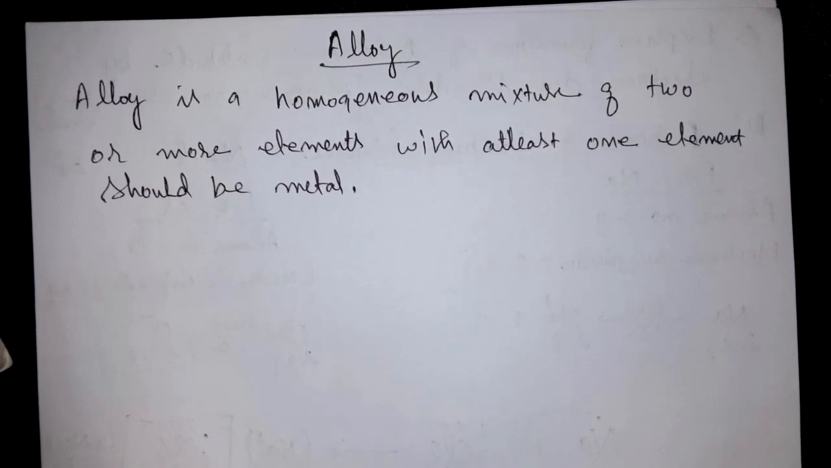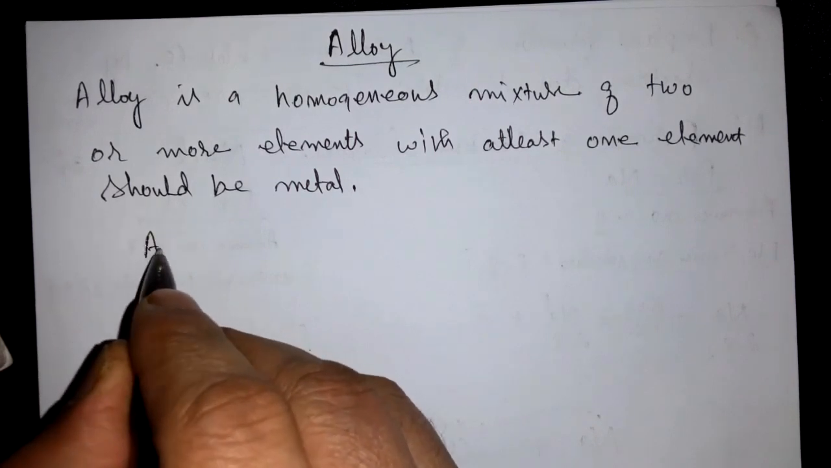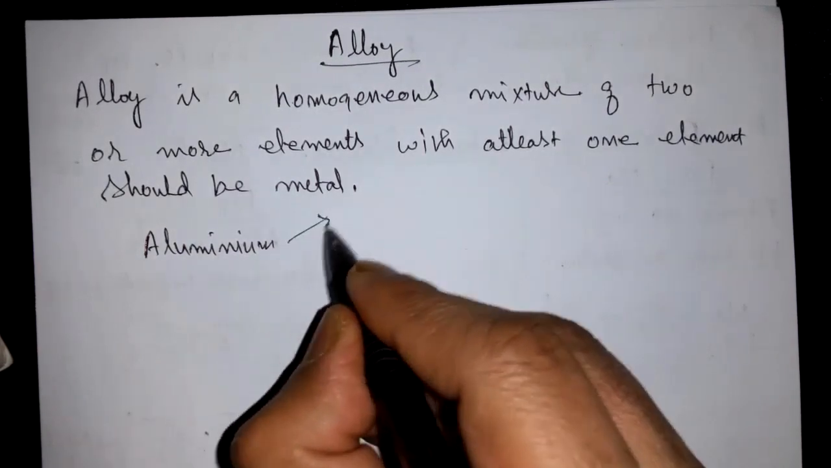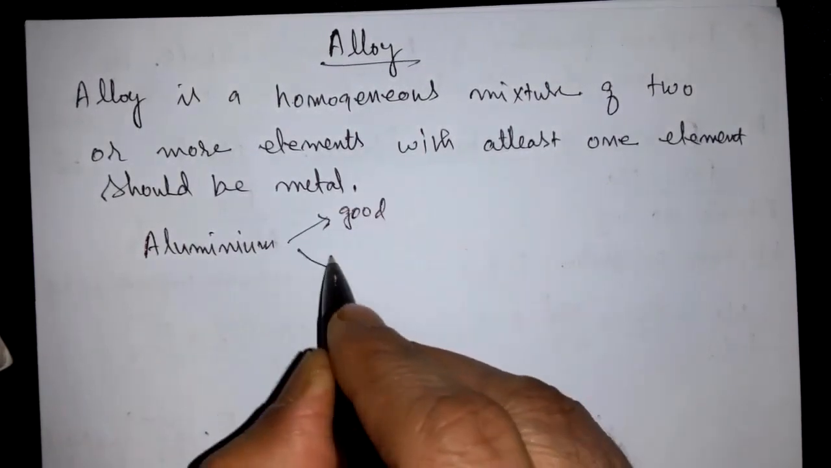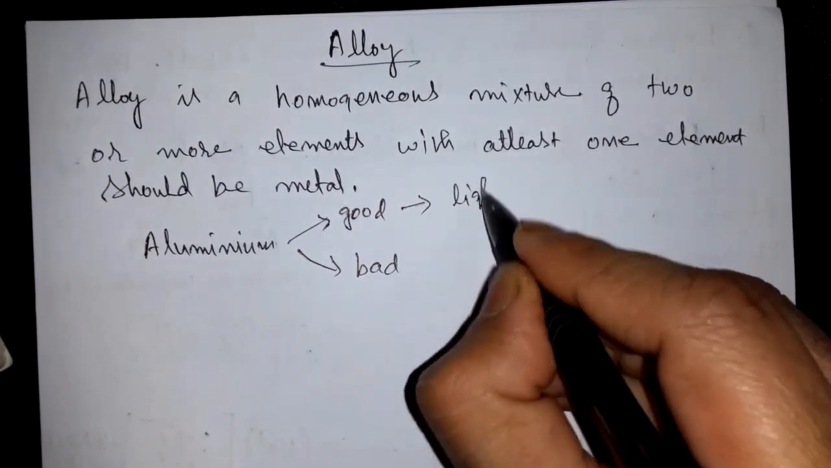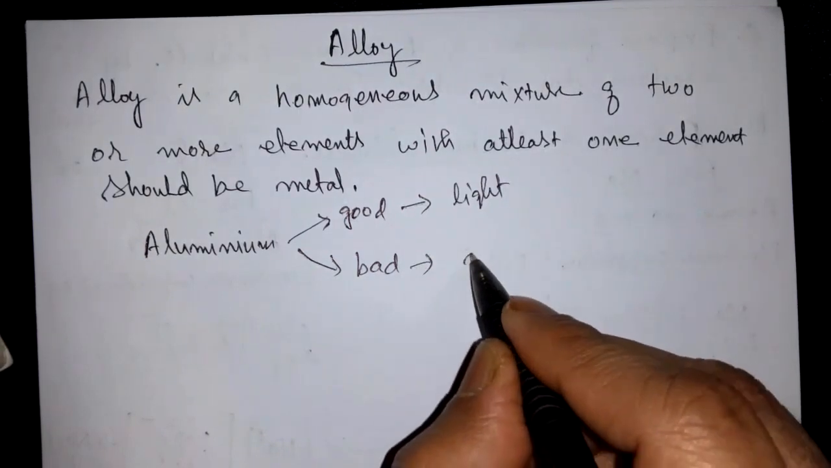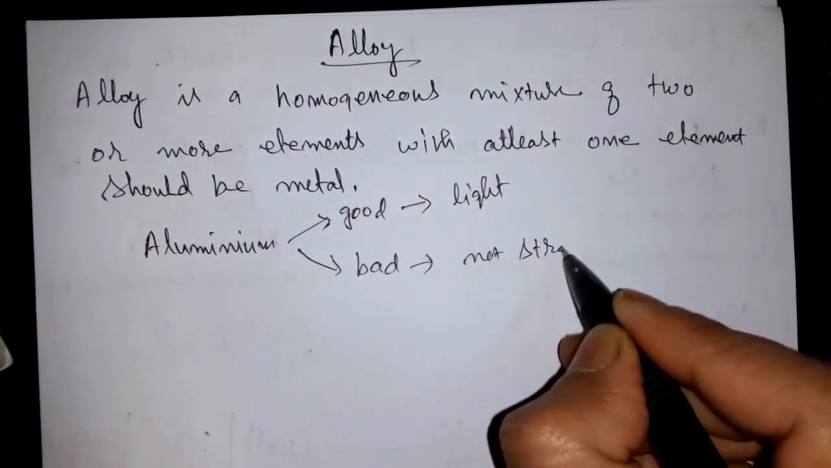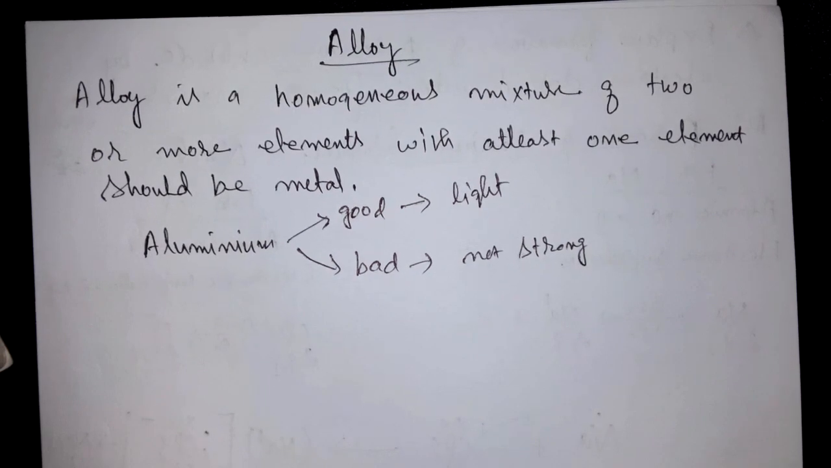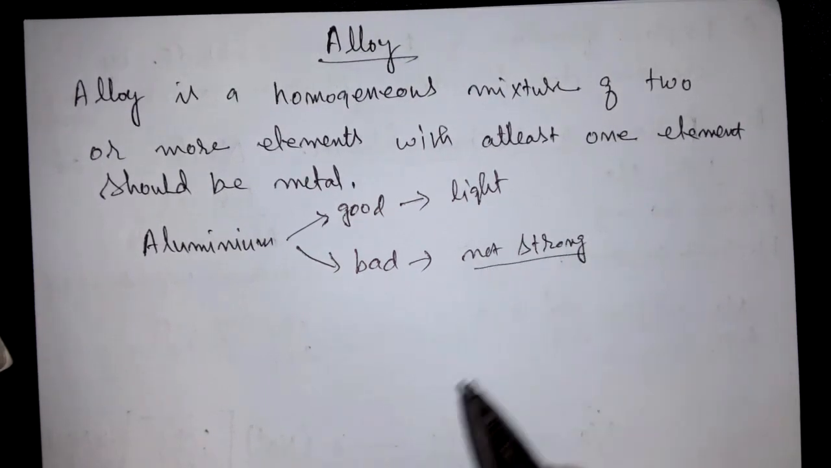For example, aluminium. Aluminium has a good point and a bad point. The good point is that it is a very light metal. The bad point is that it is not strong. To make an aircraft body, we choose a substance which is light, not too heavy. But we cannot use aluminium directly to make an aircraft body because aluminium is not strong.